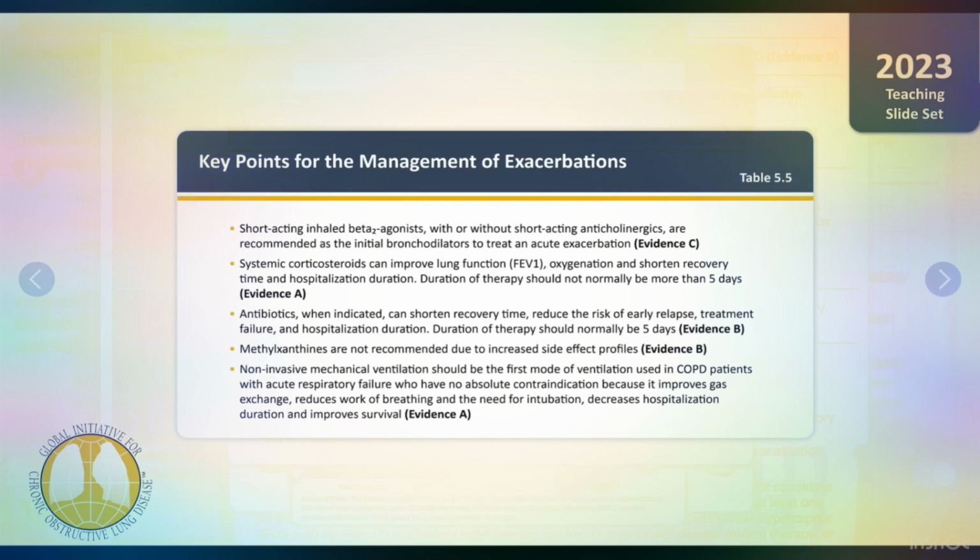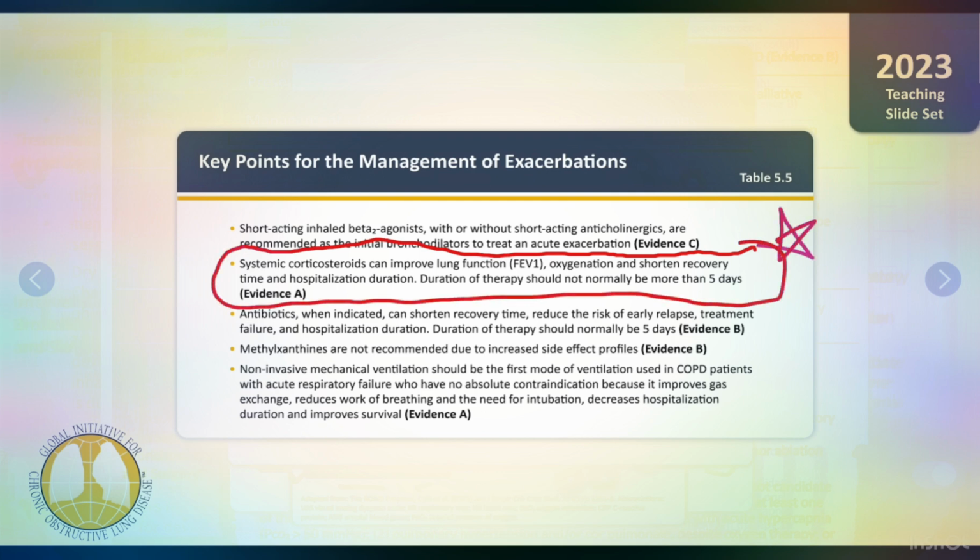Then they are talking about the management of exacerbations. For that, we should give a short-acting beta 2 agonist with or without short-acting anticholinergics. We should prefer beta 2 agonists, which are recommended as the initial bronchodilator to treat acute exacerbation. Systemic corticosteroids can improve lung function and oxygenation and shorten recovery time and hospitalization. Duration of therapy should not be more than 5 days. They are telling that for systemic steroids, we should not give more than 5 days. Very, very important.